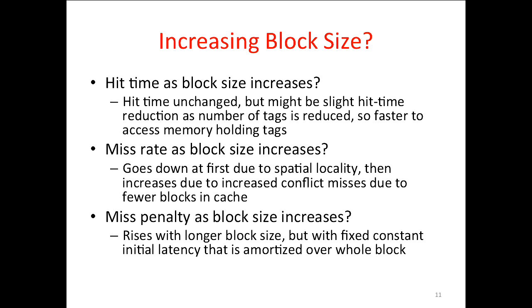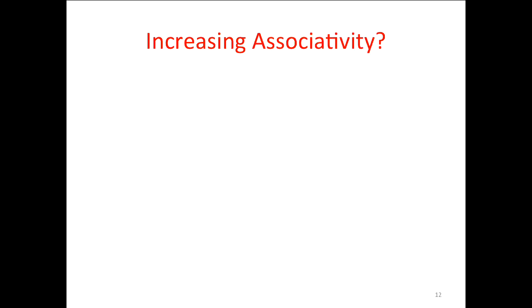So this is a trade-off you make. You want the block size to be long enough that you amortize that first access to the next level of memory, but not so long that you get lots of conflict misses in the level of cache you're in, right? Because you don't have enough blocks. Okay, other parameter, associativity. So, yep, question?